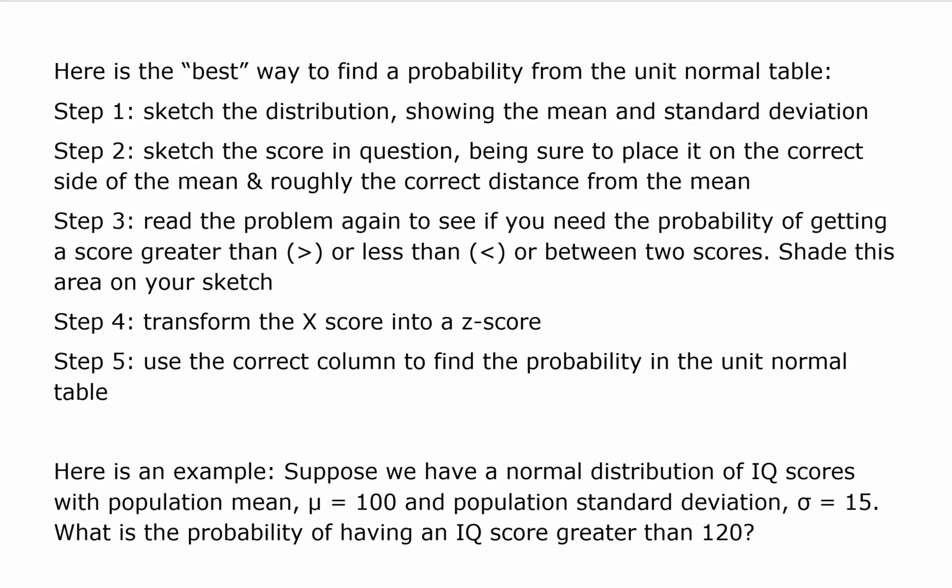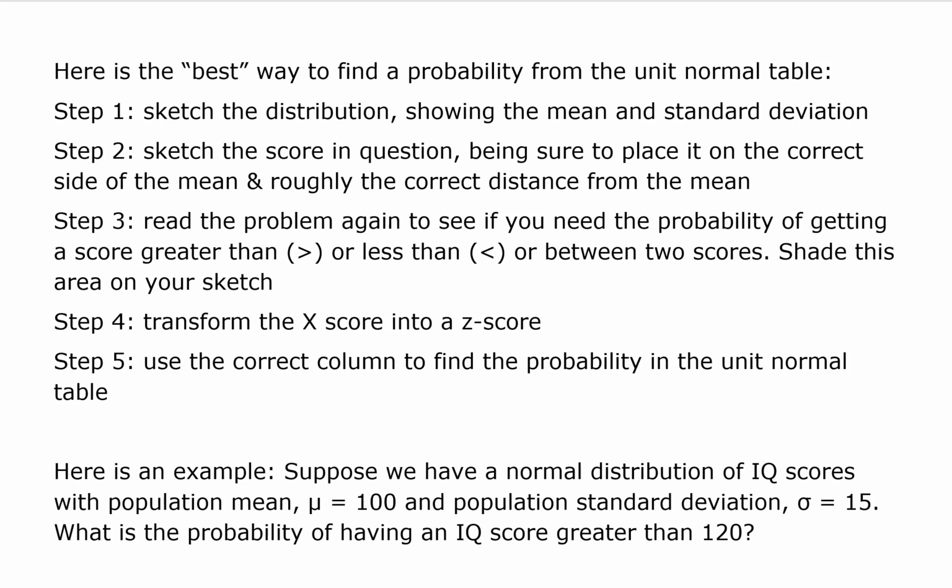In this video lecture, we will work through some problems using z-scores and probability. Here is the best way to find a probability from the unit normal table. Step 1, sketch the distribution showing the mean and standard deviation. Step 2, sketch the score in question, being sure to place it on the correct side of the mean and roughly the correct distance from the mean.